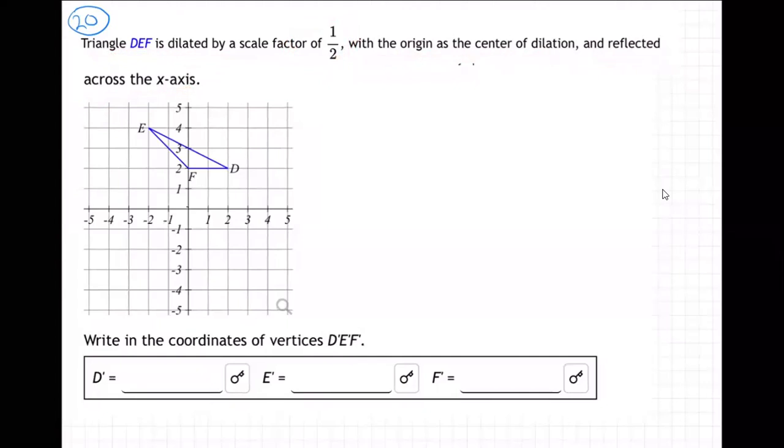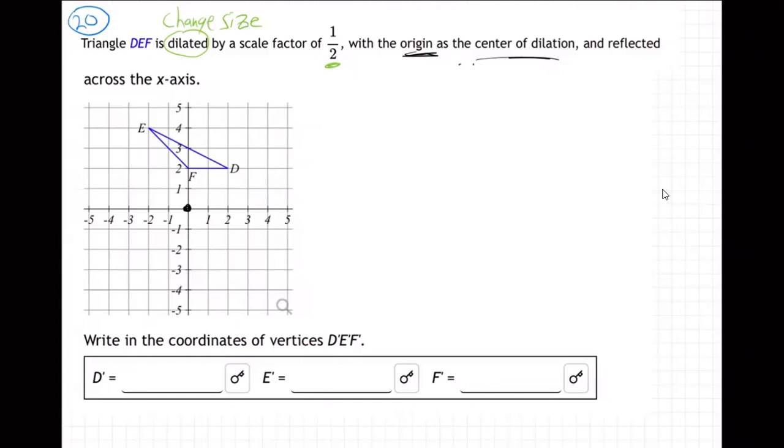First thing, starting from the origin, right? They said the origin is the center. Starting from the origin, I'm going to dilate it. So dilate means change the size. Size transformation, scale factor a half. So let's draw the arms to each of those points. Let's start with, go out to E, I guess.